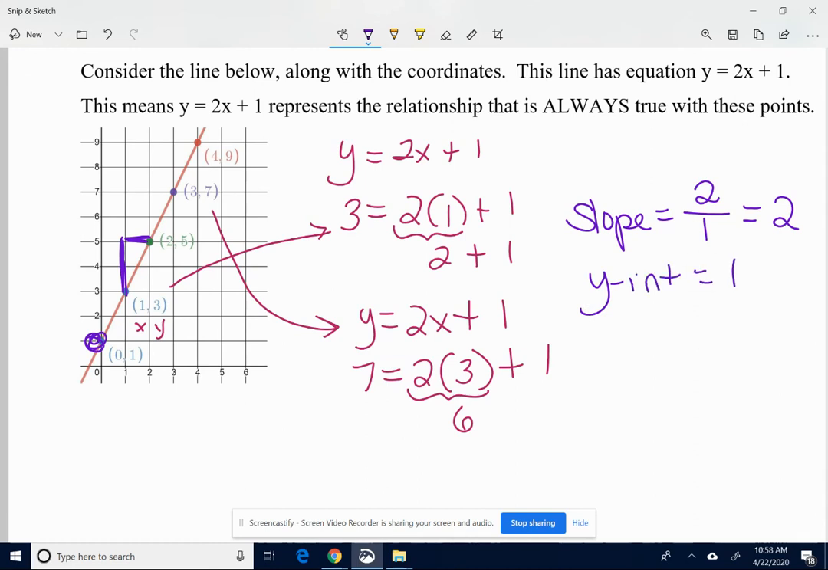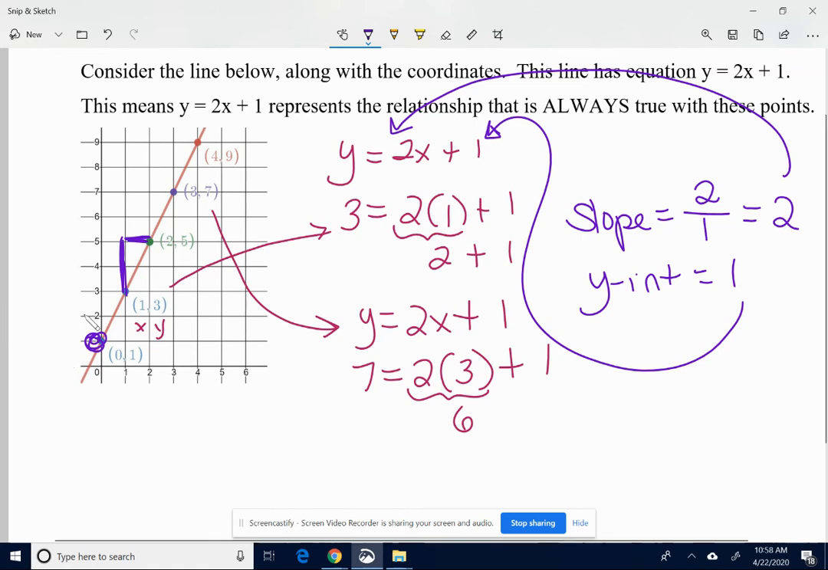I just want you to see this. That slope of 2, look where it's at. It's in front of my x. That y-intercept of 1, it's after the plus. That's always true with a linear equation. You could write it in the form where you have y equals, the slope written in front of the x, and the y-intercept written at the end. It's called slope-intercept form, but you're going to get into this in a lot more detail next year. The slope goes in front of the x, the y-intercept goes at the end. And this equation gives you the relationship between all of your points.